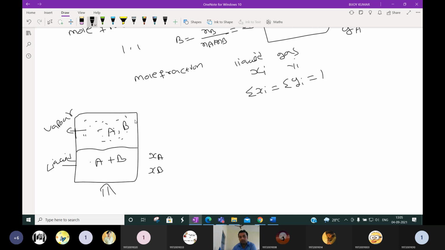So in the vapor, if you consider it separately, vapors of A and B are there. What is the mole fraction of A in the vapor phase? That is represented by Ya, and the mole fraction of B in the vapor phase is represented by Yb. Okay, any doubt till now?